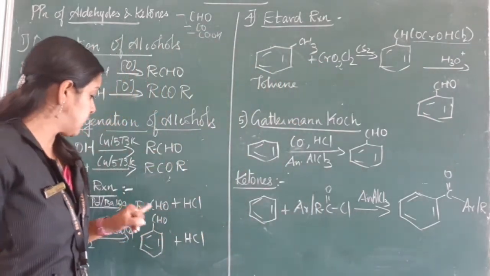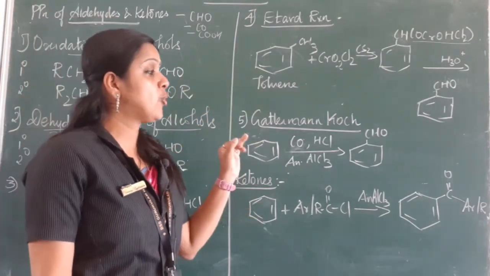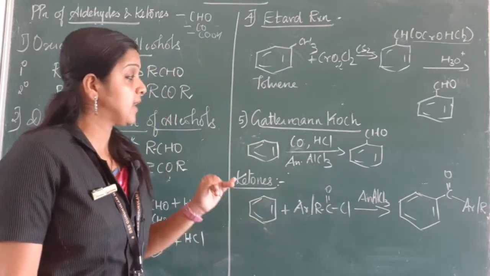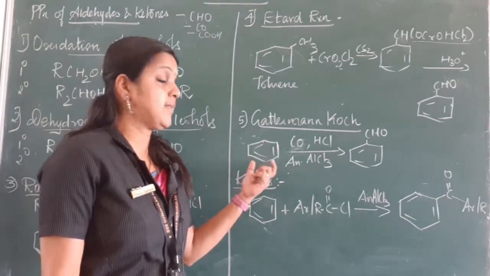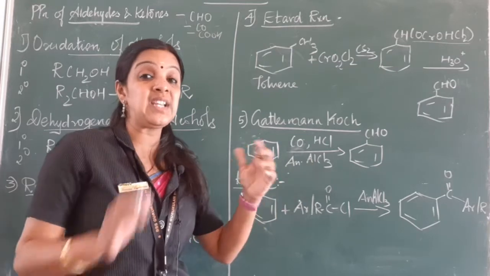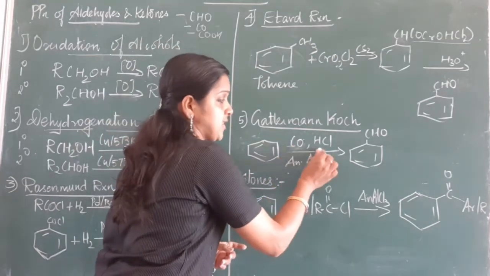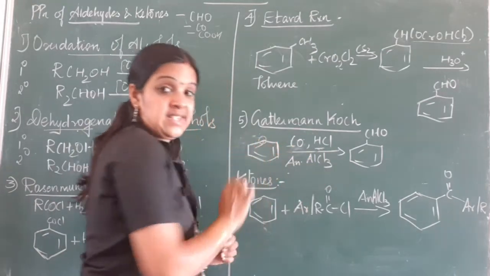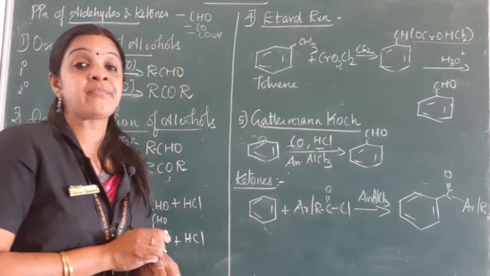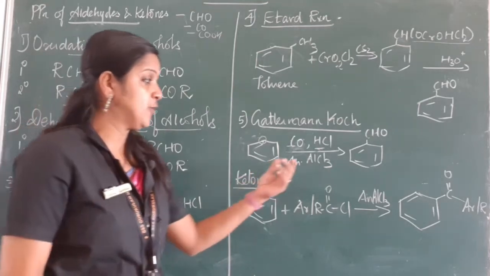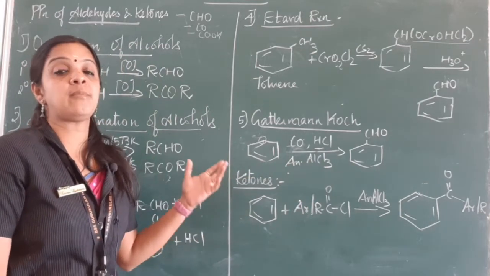So benzaldehyde can be prepared using Rosenmund reaction, can be prepared using Etard reaction, and you have one more reaction through which it can be prepared, that is nothing but Gattermann-Koch reaction. In Gattermann-Koch reaction, we have benzene which is treated with a reagent which is a mixture of carbon monoxide and HCl. So this carbon monoxide and HCl will activate the benzene ring. So this hydrogen will be replaced by CHO group, which is an aldehyde, and you use aluminium chloride as a catalyst. So this reaction we call it as Gattermann-Koch reaction.